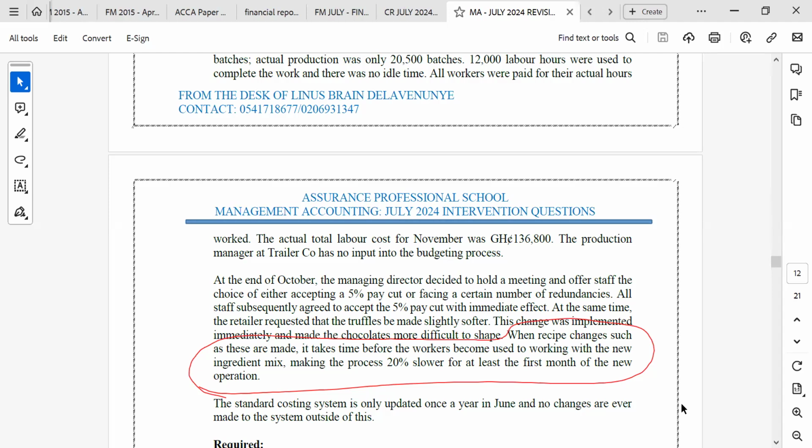They are saying that a new change will now make the process 20% slower than the normal. If you are making it slower, it means that you are going to be spending more hours in the new production process than before. So the hours have increased by 20%. So you just increase by 20%, and you get this figure as the revised.